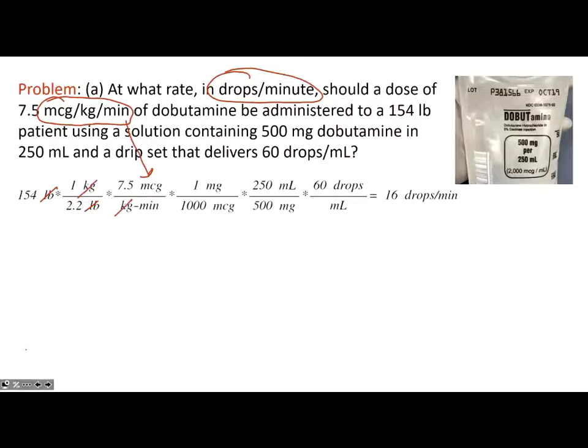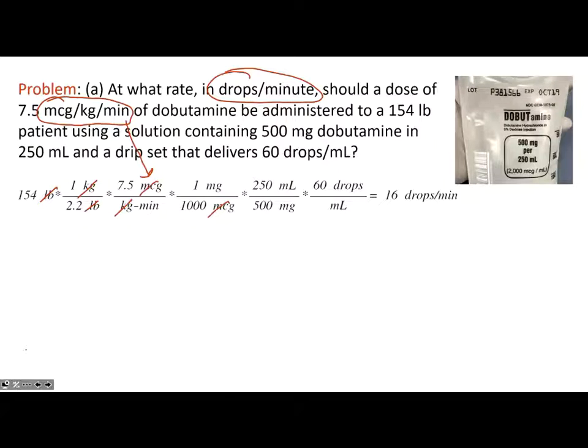And right now I would be in 7.5 micrograms per what? Per minute. Since I've canceled the kilograms, I'm now just in micrograms per minute. But I need to be in drops per minute. So the last thing I've got to do is convert from the weight of my drug in micrograms to a volume. Okay, the first thing is to get rid of the micrograms, since my concentration is in milligrams. So I converted micrograms to milligrams by essentially dividing by 1,000.